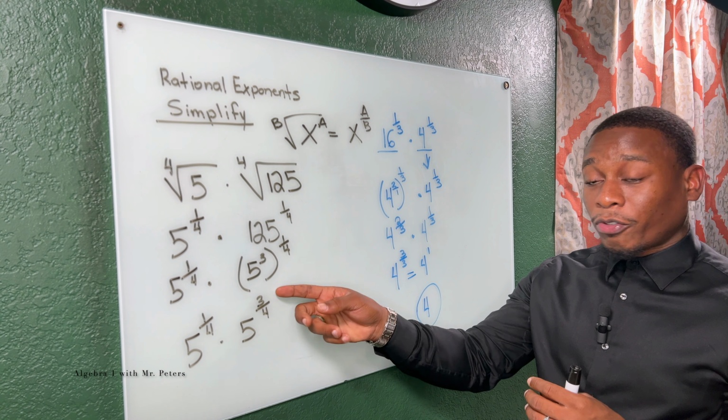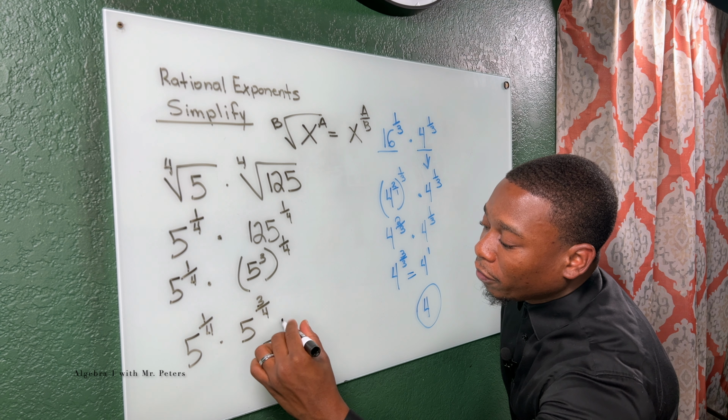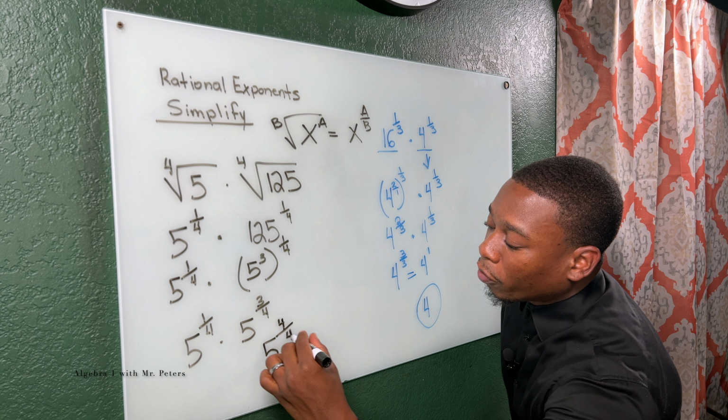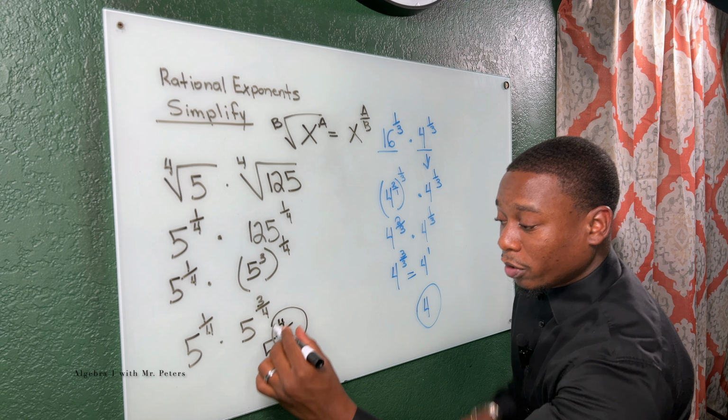So luckily for us, similar to this one, we didn't have to come up with equivalent fractions because they already had the same denominator. So once I add, I'm going to get 5 to the 4/4 power, which similar to this, reduces to 5 to the 1st power, which is just 5. So this is what we mean when we say multiplying rational exponents. And I have one more example before we go over to the division.